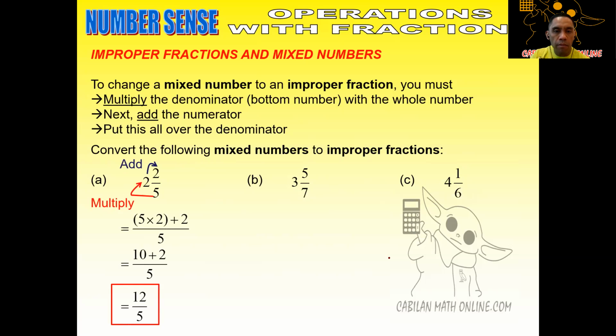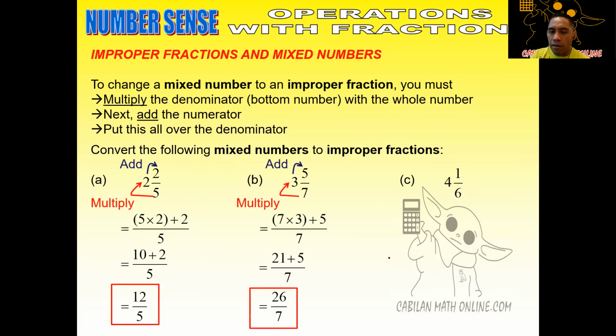over 5. Next one over here, we're going to take the 7, multiply it by the 3, and whatever result that is, add 5 to it. So that's going to give me 21 plus 5, and then that'll give me 26 over 7.